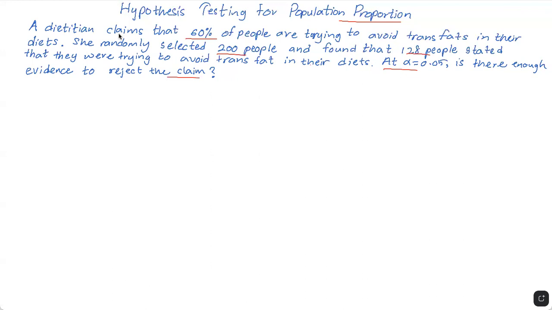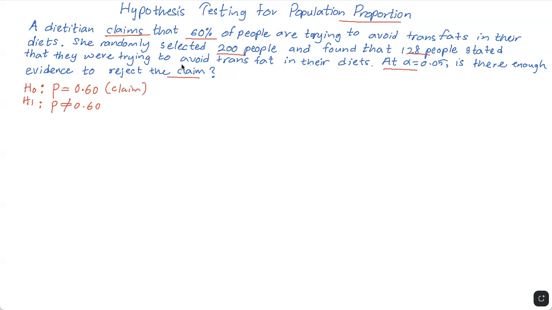So let's identify the claim here. A dietitian claims that 60% of people are trying to avoid trans fats. As you can see, the claim is exactly equal to 60%. So let's write down the null hypothesis and alternative hypothesis. Since this one is exactly equal, it is the null hypothesis in this case. I'm going to use the population proportion notation, simply p equals 0.60. And then my alternative hypothesis is not equal. Here the claim is the null hypothesis.